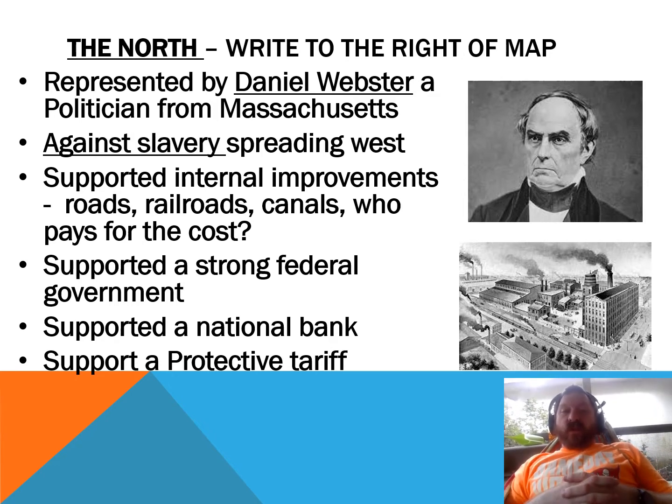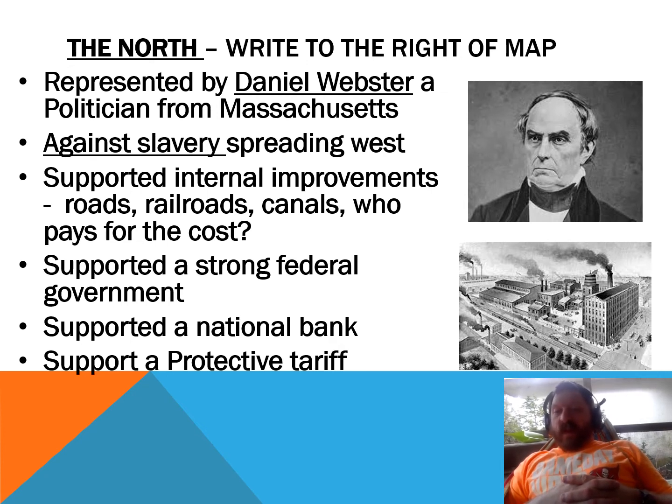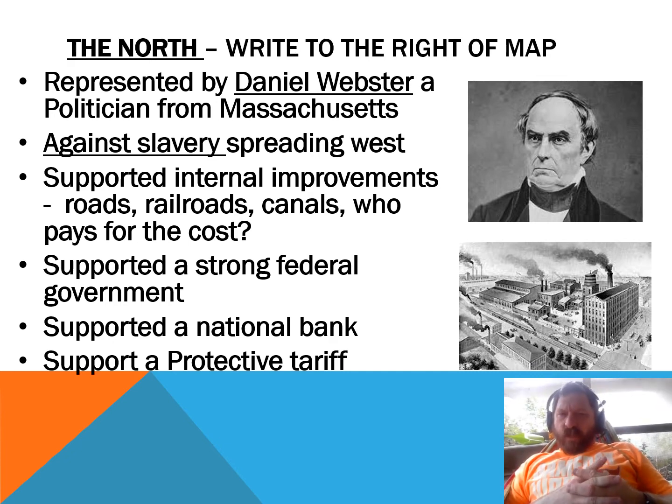Now, they also would have been supportive of a strong federal government. So this would make them more likely to be a political party called the Federalists. To help you remember that, think Federalist and a strong federal government. The federal government is the national government. Also, going along with this, they were supportive of a national bank. Those two definitely go together. Supporting a strong federal government and supporting a national bank are Federalist positions, and they go hand in hand.